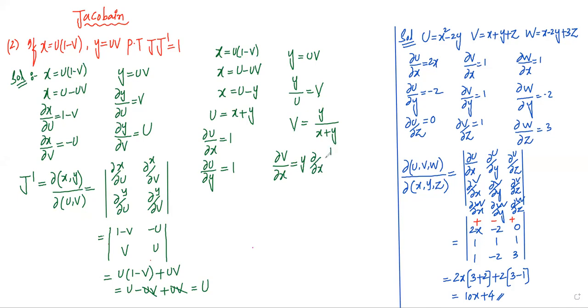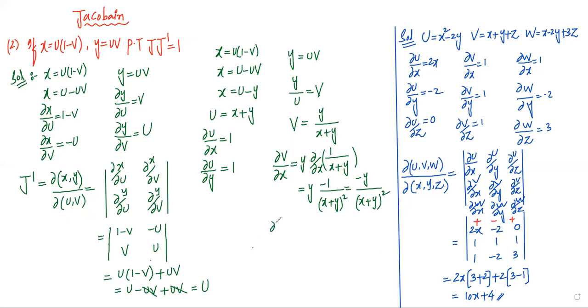x of 1 by x plus y. This is y into, we know that the differentiation of 1 by x is minus 1 by x square. So what is the answer here? Minus y by (x plus xy plus y) whole square.